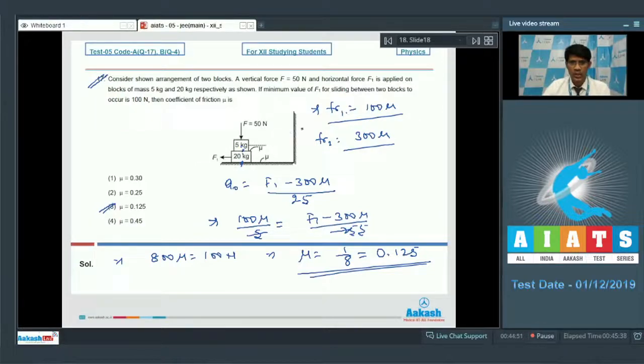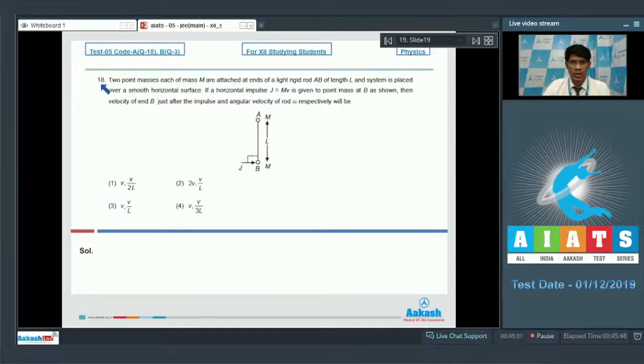Now we shall proceed to the next question, that is question number 18. In question number 18, 2 point masses each of mass capital M are attached at the end of a light rigid rod AB of length L, and the system is placed over a smooth horizontal surface. If a horizontal impulse J is equal to mv is given to the point mass at B as shown, then the velocity of end B just after the impulse and the angular velocity of the rod omega will respectively be. For this system, this impulse J is equal to m, V was applied here.